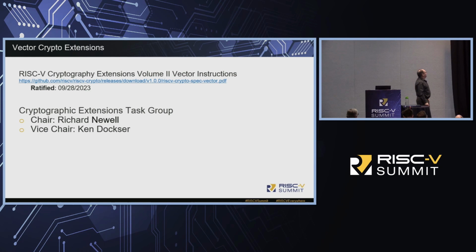So vector crypto has been ratified. Here's the link. It's part of the RISC-V GitHub. I usually find it, I just Google RISC-V crypto. So this specification was produced as part of the Cryptographic Extensions task group. We also did scalar crypto. The chair is Richard Newell, and I'm the vice chair and scribe for the specification.